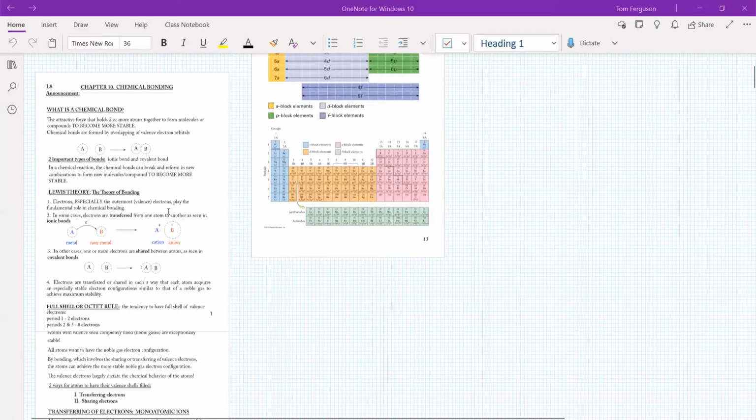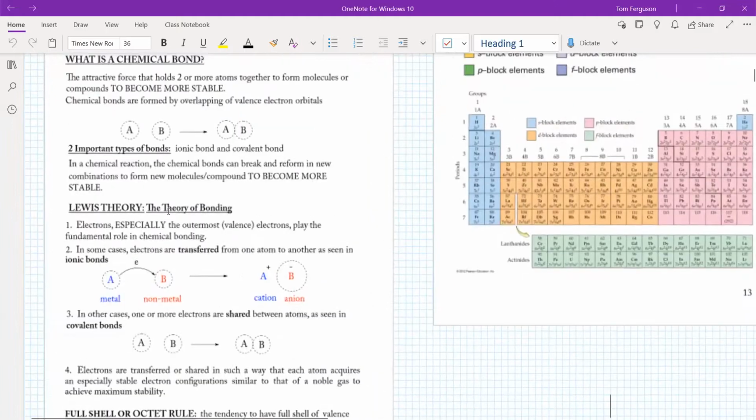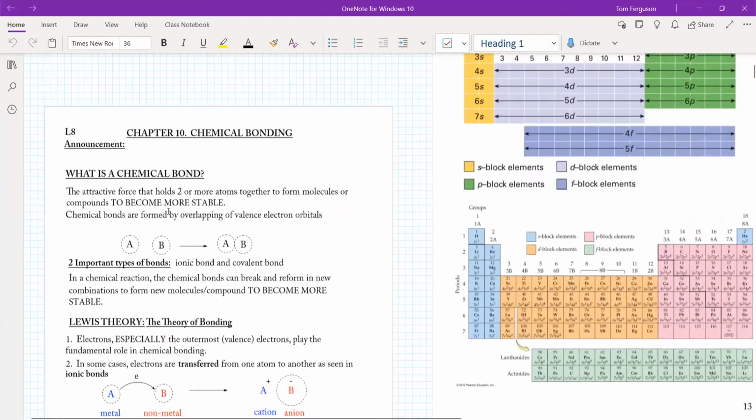Okay, so we're going to jump to chapter 10 as our first chapter for unit 3. And we're going to get into something called chemical bonding. Now, chemical bonding is when you have two atoms coming together. When they come together, they become more stable.